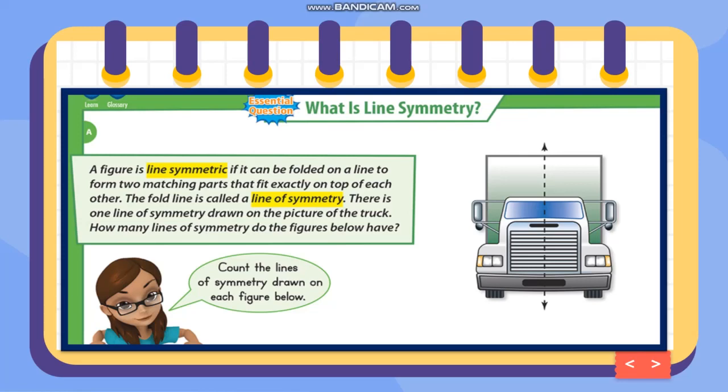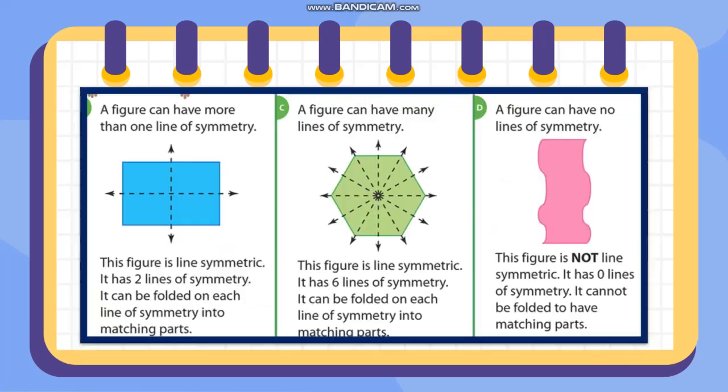How many lines of symmetry do the figures below have? Let's count the lines. A figure can have more than one line of symmetry. This figure, letter B, has 2 lines of symmetry, the first and the second line. It can be folded on each line of symmetry into matching parts.